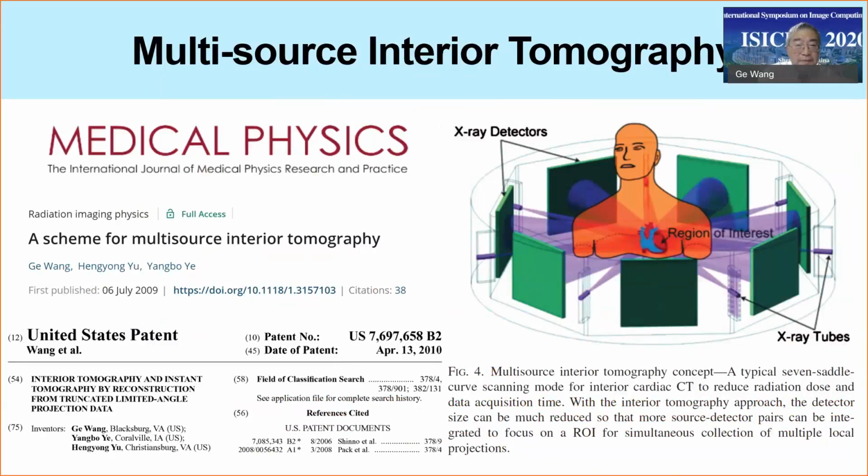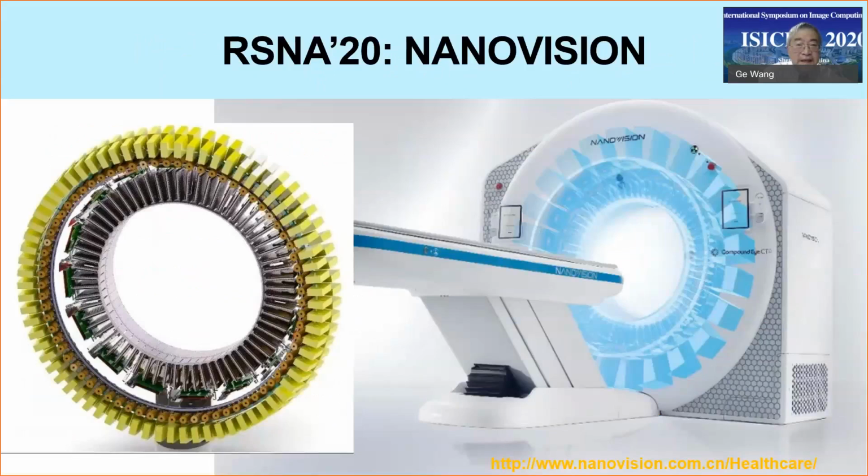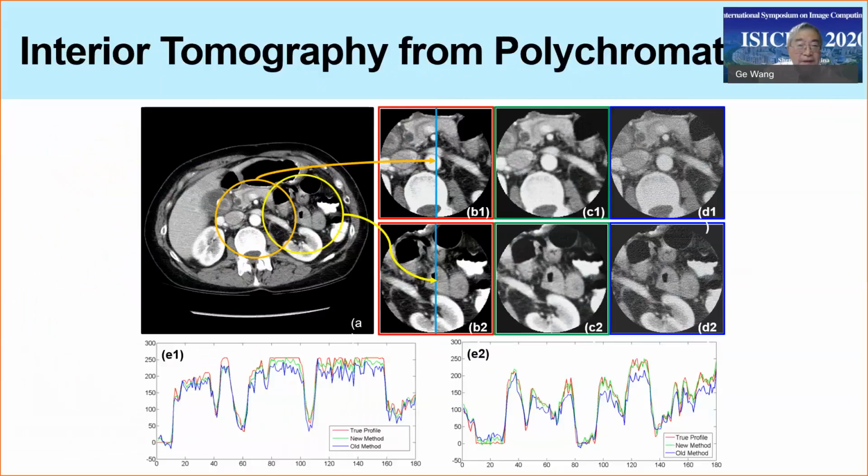Based on interior tomography, we designed a multi-source interior tomographic system for high-speed imaging. Interestingly, at this year's RSNA meeting, a Chinese company proposed this multi-source design for ultra-fast cardiovascular imaging. Interior tomography with polychromatic data is a good problem for deep learning, so we are working along this direction using classic and deep learning methods.